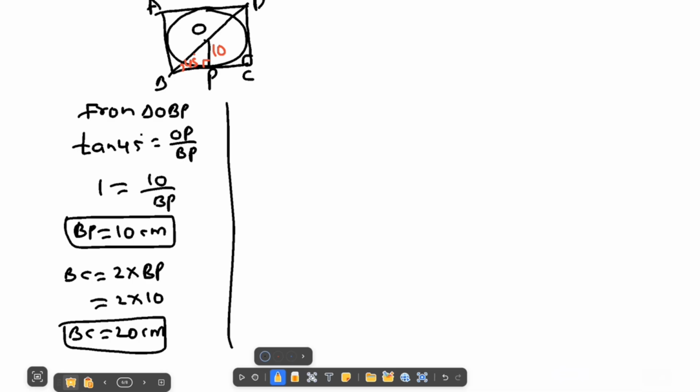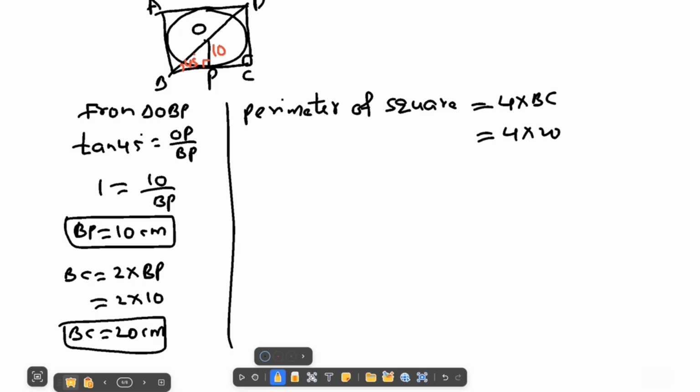So therefore, the perimeter of the square is equal to 4 times the side, 4 times any one side, BC. So 4 into 20 will be equal to 80 centimeters.